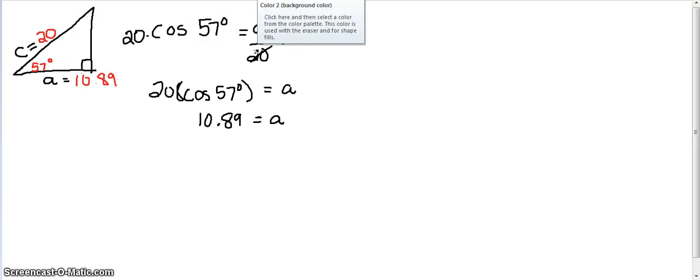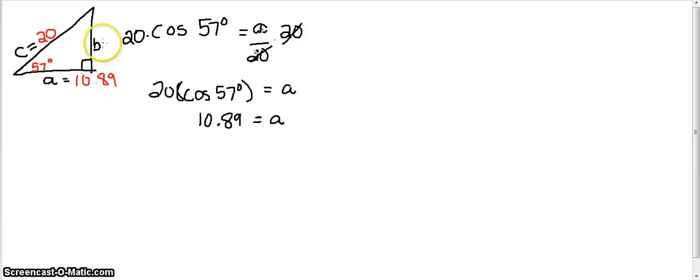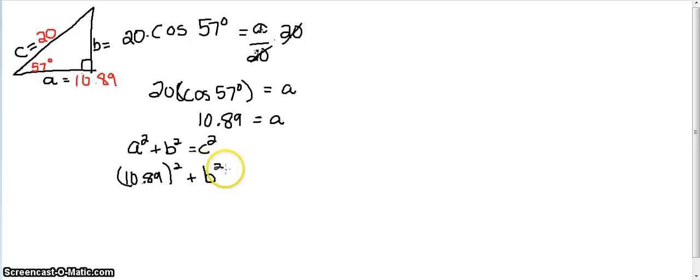Now, there's a couple of ways I can figure out my opposite side, which I'm going to call B. I'm going to take the easy route and use the Pythagorean Theorem. According to the Pythagorean Theorem, A squared plus B squared is equal to C squared. I've got A and C, so all we have to do is solve for B. So I'm going to have 10.89 squared plus B squared is equal to 20 squared.